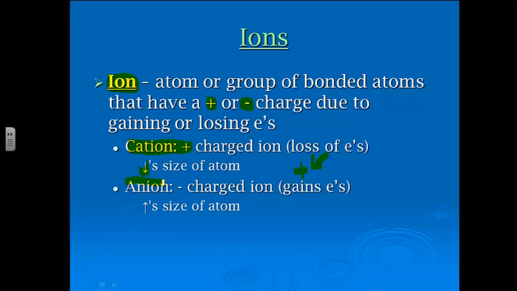Alright, and just the opposite is going to happen with an anion. An anion, you get a negatively charged ion because it gains electrons. Now, we're not talking about changing the number of protons here, so it's still the same atom, but it's going to increase the size of the atom because now you have extra electrons that can help repel from the protons a little bit better, and so it's going to increase the size.